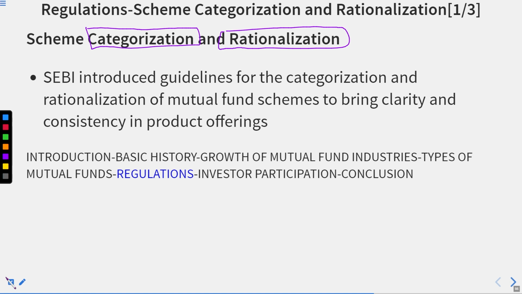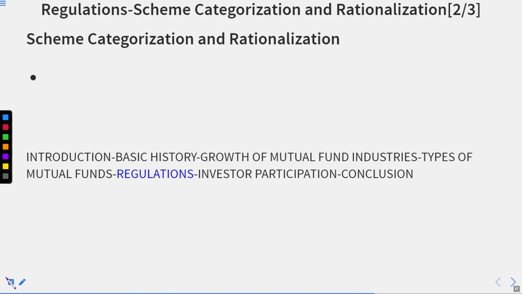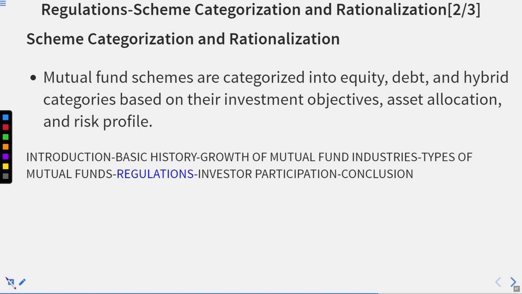SEBI introduced guidelines for the categorization and the rationalization of the mutual fund schemes to bring clarity and consistency in the product offerings. It means that the one who is seeing the schemes will be clear in his mind about what is going on. Mutual fund schemes are categorized into equity, debt, and the hybrid categories based on their investment objectives, asset allocation, and the risk profile. Equity funds, debt funds, and the hybrid funds will all be categorized separately. And on the basis of this categorization, what will happen?